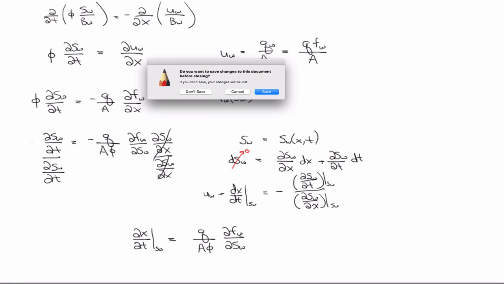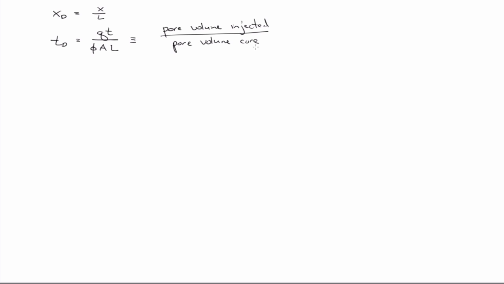And then for convenience here, we'll introduce some dimensionless variables. XD is just equal to X over L, and TD is equal to QT over, that's defined as, in words, the pore volume injected over the pore volume of the core. XD is a dimensionless distance. TD, if you look at the denominator, that's clearly the pore volume of the core, or the porosity times the area times the length. And then if Q is a rate of pore volumes per time, if you multiply that by time, then that's the pore volumes. Pore volume injected.